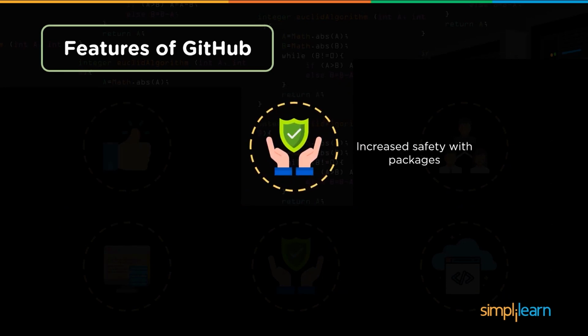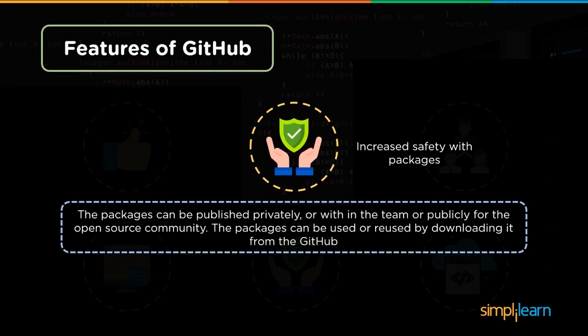Second feature is increased safety with packages. The packages on GitHub can be published as desired. They can be published privately or within a community, or can also be published publicly. The packages can be easily downloaded from GitHub to use and reuse them.